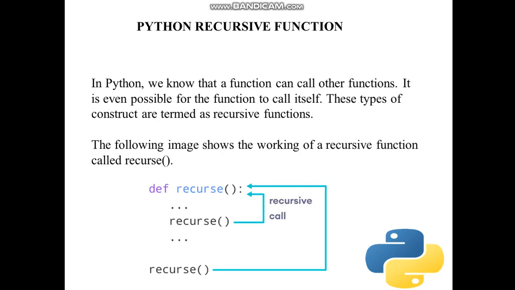Next topic is Python recursive function. In Python we know that a function can call another function. It is even possible for a function to call itself. This type of construct is termed as recursive functions. So that means recursion is where a function calls itself again and again, that is called a recursive function.